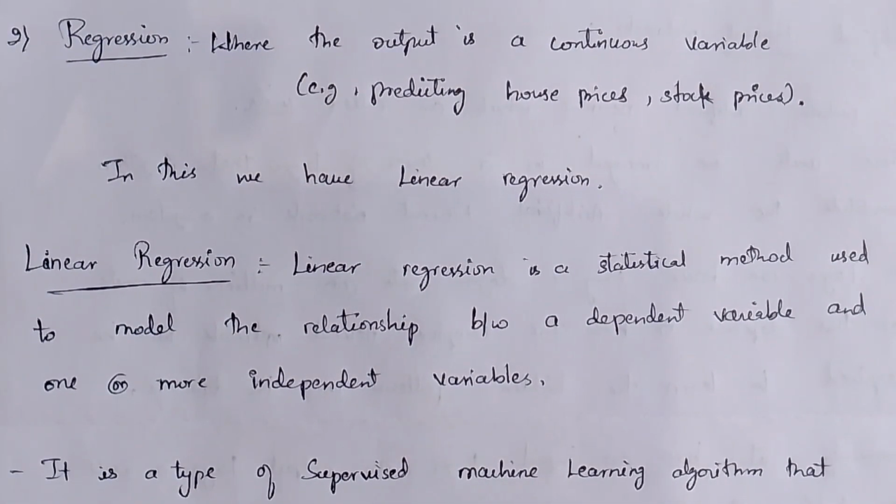Now we have the second type of supervised learning, that is regression. Regression is also a type of supervised learning technique where the goal is to predict a continuous variable value based on one or more independent features. Here we have two types of variables, the dependent variable and the independent variable. The dependent variables are the variables on which we are going to make predictions, that means the target variables. And the independent variables are the input variables which influence the prediction.